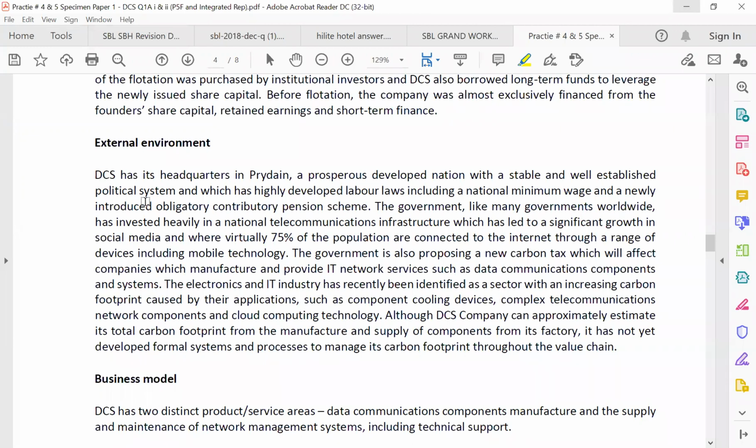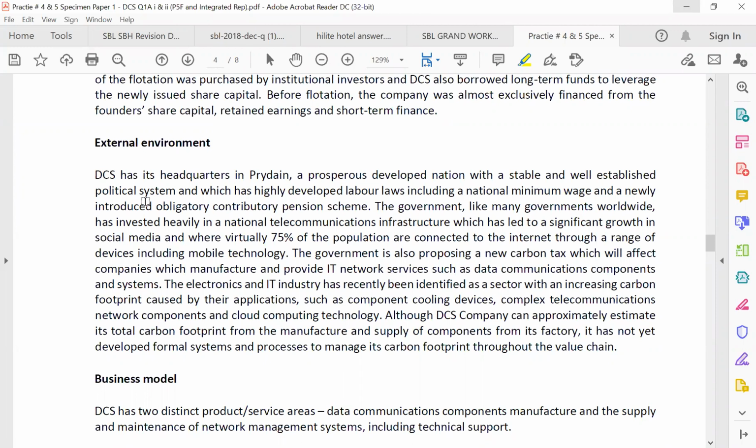including mobile technology. The government is also proposing a new carbon tax which will affect companies which manufacture and provide IT network services such as data communication components and systems. The electronics and IT industry has recently been identified as a sector with an increasing carbon footprint caused by their applications such as components, cooling devices, complex telecommunications network components, and cloud computing technologies.